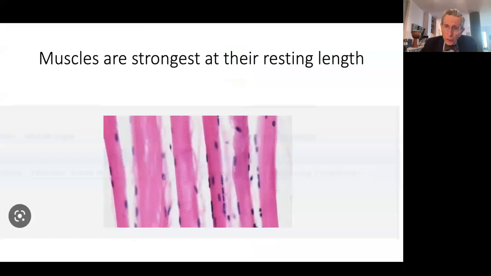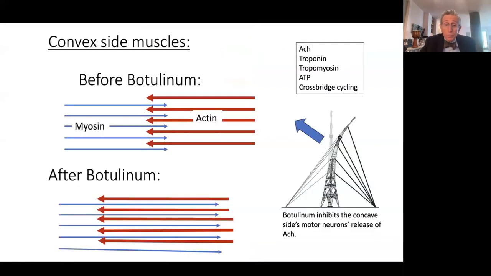Muscles are strongest at their resting length. We get this out of sports medicine, and it seems to really be true. So here we are. Before the botulinum toxin, the actin and the myosin only overlap to a certain extent. And after the botulinum toxin, the muscles on the convex side get a little shorter, get closer to their resting length, because the strong side has relented somewhat.